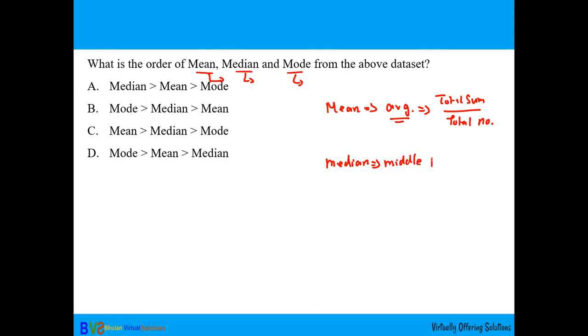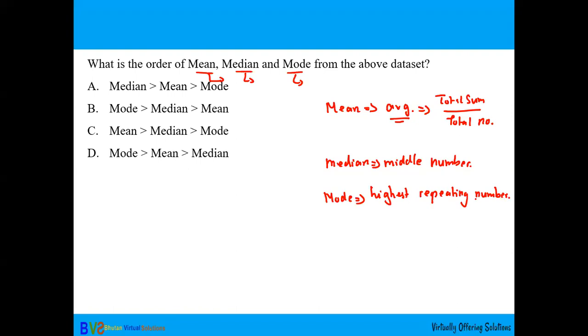Median is the middle number of the data set. All right, what is mode now? Mode of the data set is the most repeated data. The highest repeated, highest repeating number we call it as mode.